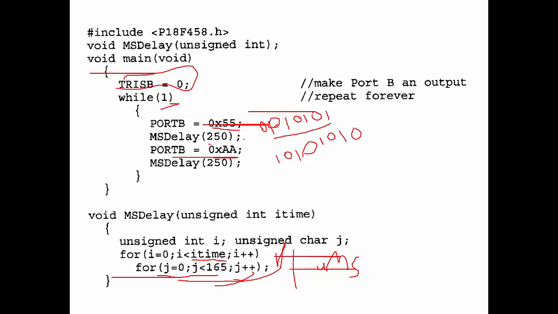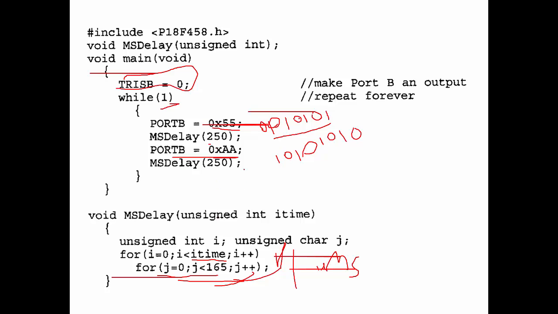So now think over, if my delay is 500, then what do I have to change here? If this loop runs one time and the J loop runs 165 times, then my delay will be 1 millisecond. So if I want to create 250, this 250 will be added here.